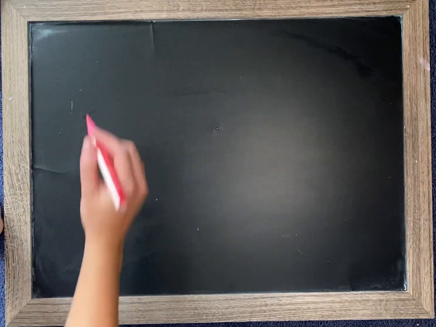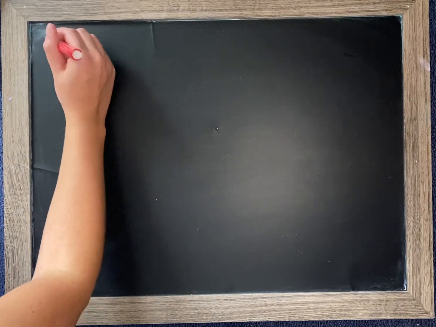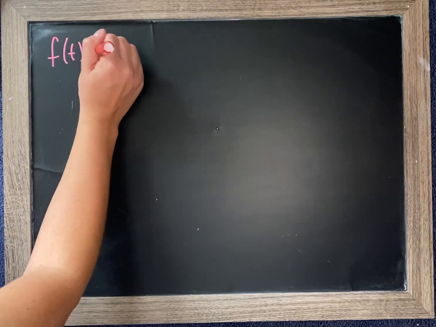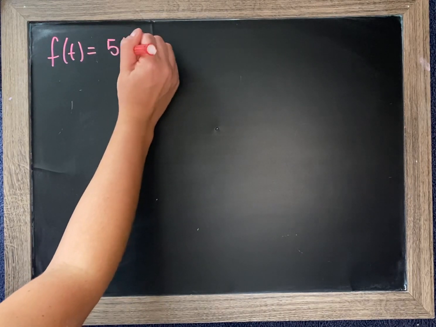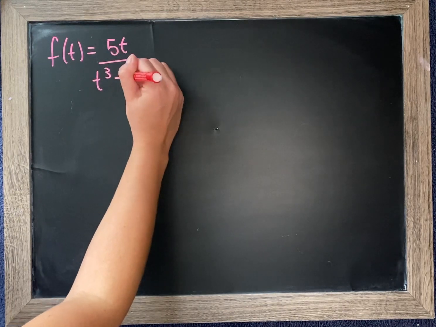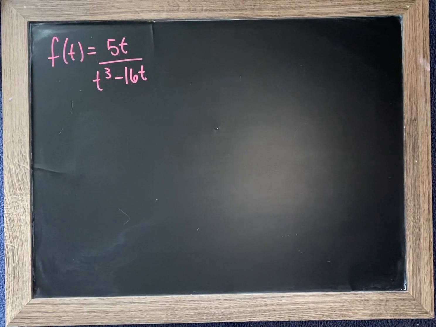All right, so now we're gonna work with a problem, and we're gonna identify what type of domain problem this is, what rule that we're gonna have to follow, and then how we are going to solve and put this into interval notation. So if we're working with f of t is equal to 5t divided by t cubed minus 16t, let's say this is the function that we're working with.